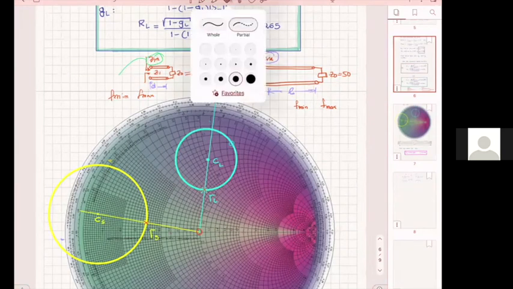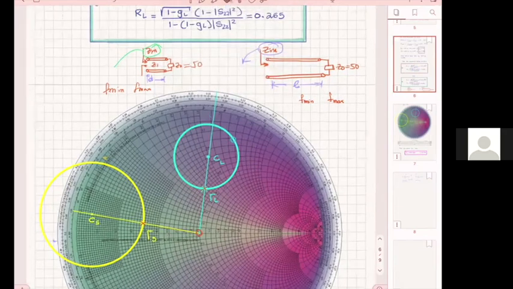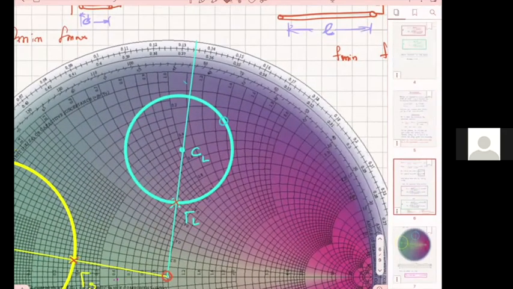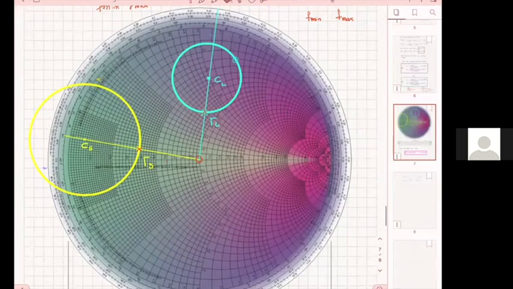Okay, now with that clear, then you select these two, your gamma S and gamma L. And because you select your gamma S and gamma L, what happens? Then you are ready to design your two matching networks. Okay?